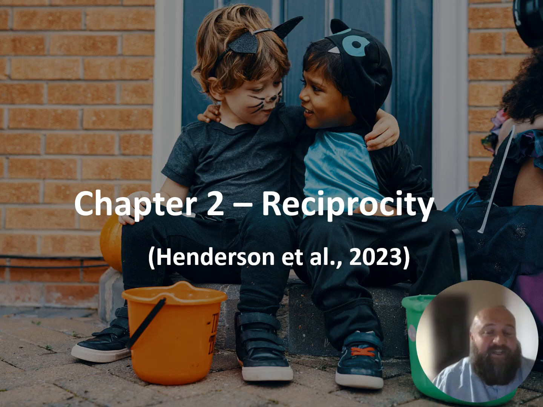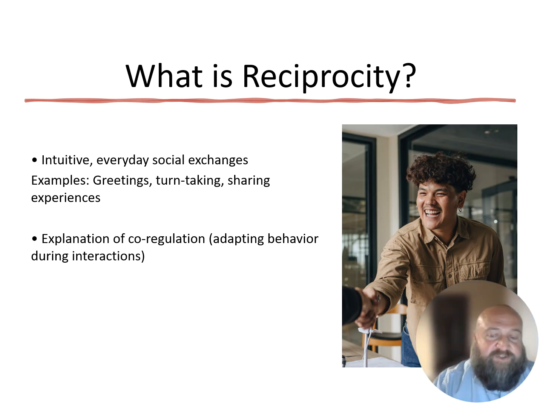All right, so that's the end of the general aspect of the lecture. Now I'm going to go into specific features of autism spectrum disorder, and I'm going to start exploring that Henderson and colleagues text that I mentioned earlier. One of the first big features we're going to explore is this concept of reciprocity and the role that it plays in social interactions. So, reciprocity are intuitive, everyday social exchanges.